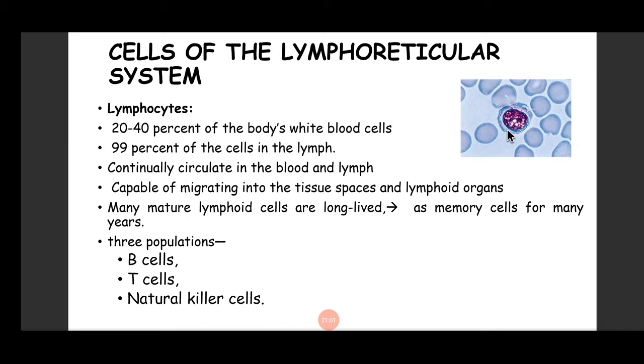But there are methods by which we can differentiate between the two, and they have entirely different functions, but they appear exactly the same, right? So there are three types of lymphocytes: B cells, T cells, and natural killer cells.